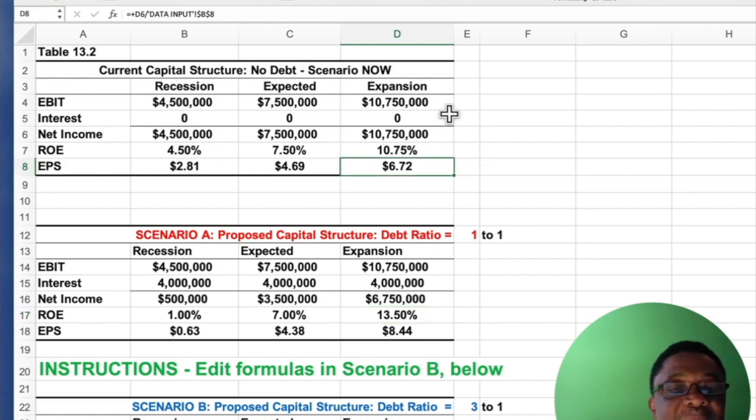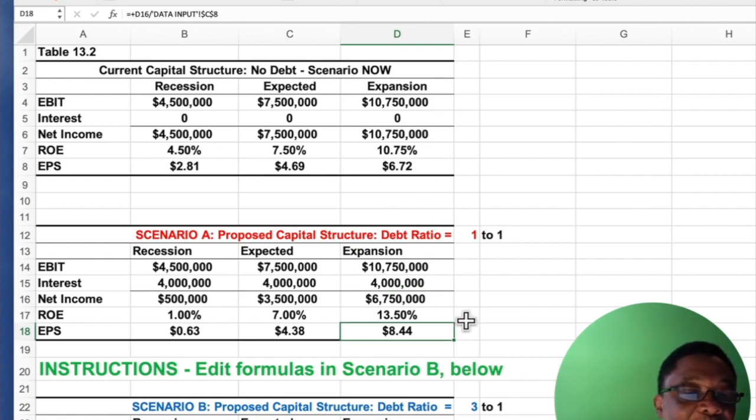If we have a boom economy with an EBIT of $10.75 million, earnings per share in the no debt scenario is $6.72. Whereas if we have leverage, we've got a debt ratio of 1-to-1, in that scenario, our earnings per share is $8.44, which is better than the $6.72. If we have a boom economy with an EBIT of $10.75 million, then the leverage helps us.